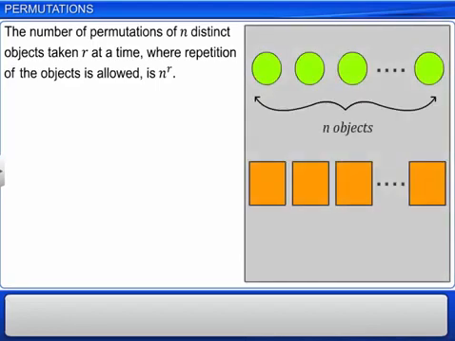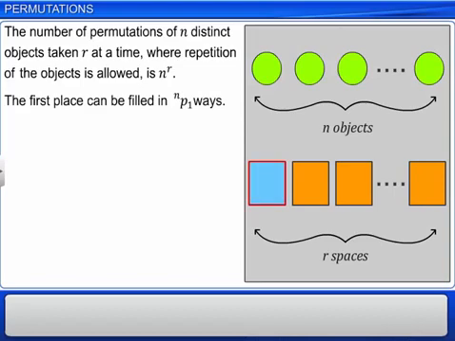Suppose there are n distinct objects and r spaces. The first place can be filled using n objects in nP1, that is, n ways. Since repetition of objects is allowed, we have n objects available to fill the second place. Therefore, the second place can be filled with n objects in nP1, that is, n ways.